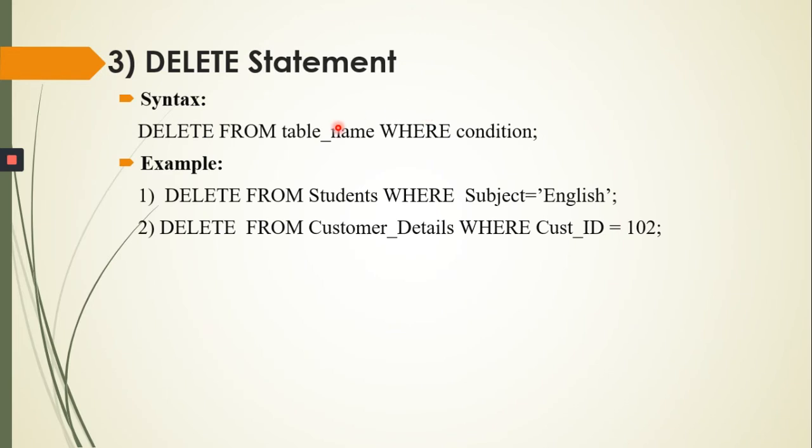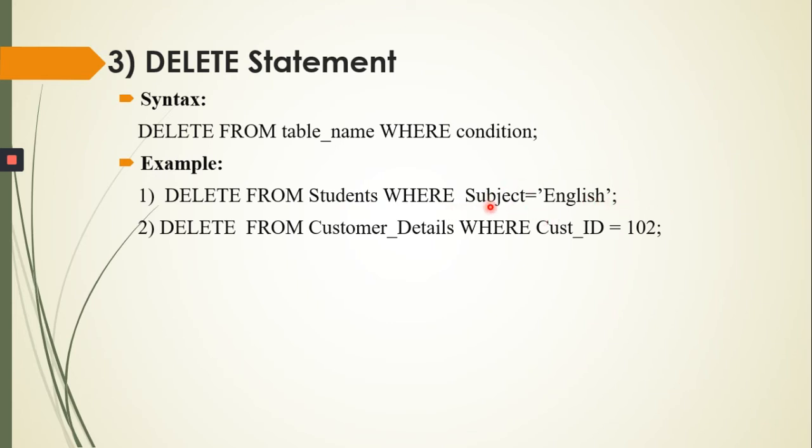The syntax is very easy. DELETE FROM table name, from which table we have to delete, WHERE condition. We have to provide the where condition over here, because we are not deleting all rows. We are deleting some particular rows. So see here, delete from students where subject is equal to Hindi. Assume that some students have the subject Hindi and some students have the subject English. So we are deleting all the students who have the subject English: delete from students where subject is equal to English.